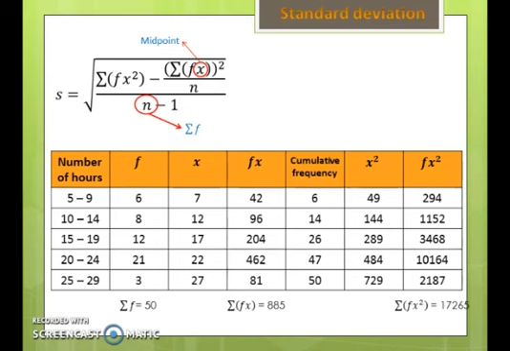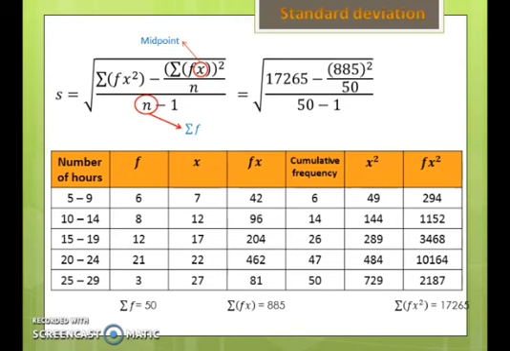Next, take the summation of f times x squared. After that, substitute the value of the summation of f times x squared, the value of the summation of f times x, and the value of n into the formula, and calculate the value of the standard deviation.